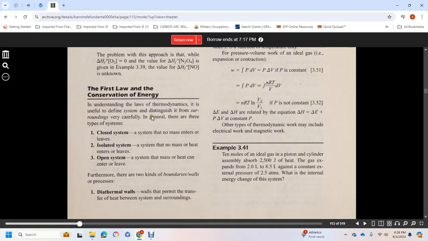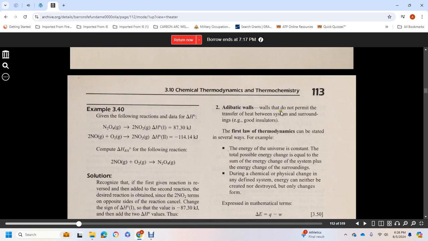First law of conservation of energy. Understanding the laws of thermodynamics usually requires defining and distinguishing the system and surroundings very carefully. There are generally three systems: a closed system, a system in which no matter enters or leaves; an isolated system, a system in which no mass or heat enters or leaves; and an open system, a system where mass and heat can enter and leave. Furthermore, there are two kinds of boundary walls or processes: diathermal walls, which permit transfer of heat between system and surroundings, and adiabatic walls, walls that do not permit transfer of heat between system and surroundings.